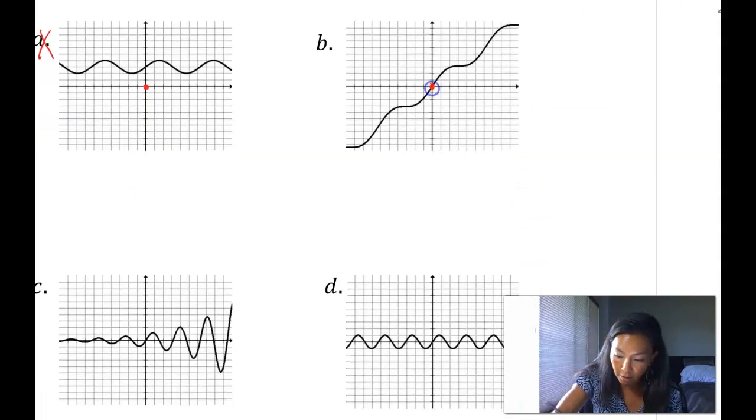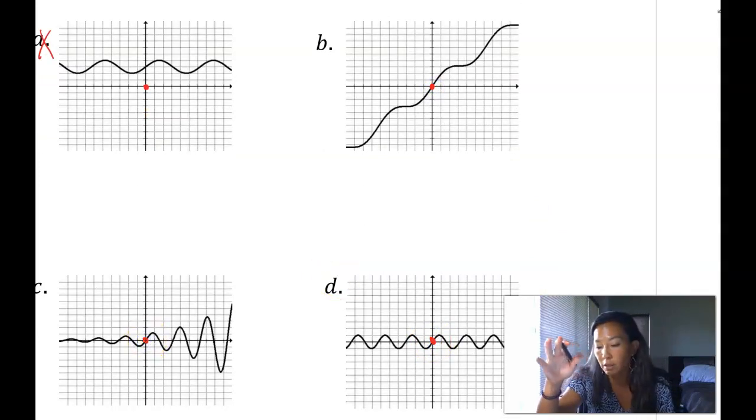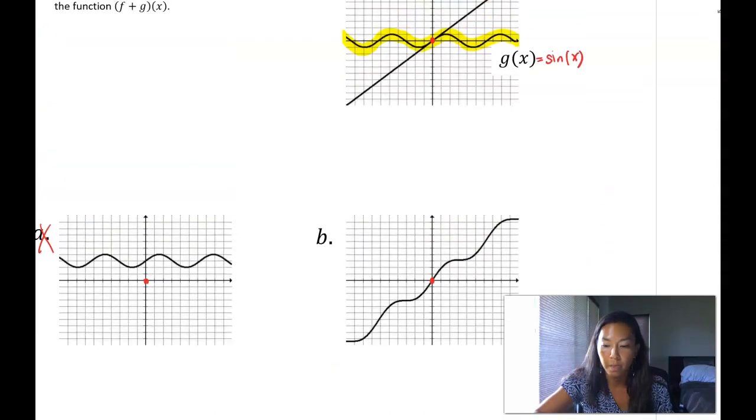B looks like it's still there. D looks like it's still there. And C also looks like it's still there. So I can only eliminate A at this point.